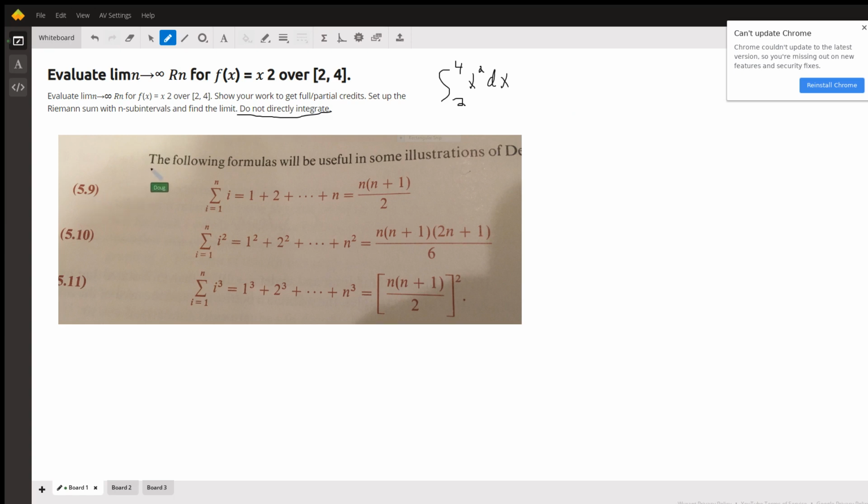They want us to show how we would get this answer using the limit of a Riemann sum as n approaches infinity. In order to do problems like this, you have to know some summation formulas, particularly these two. You'll see that these are used on the next couple pages. There are additional ones, like the sum from i equals 1 to n of i to the fourth, and even more.